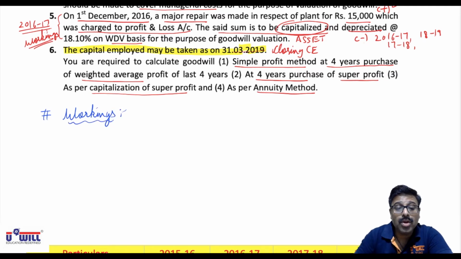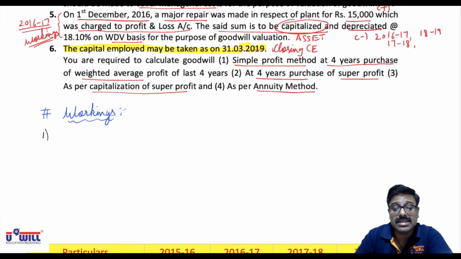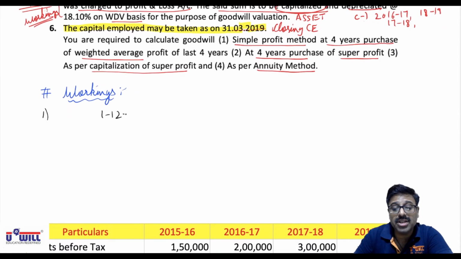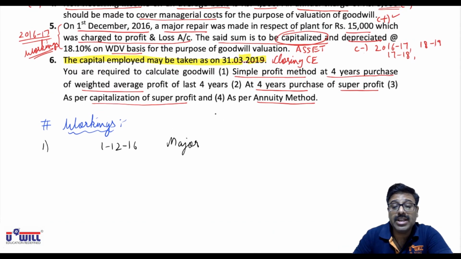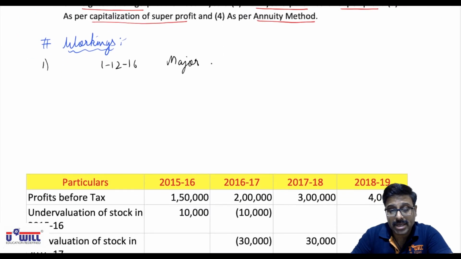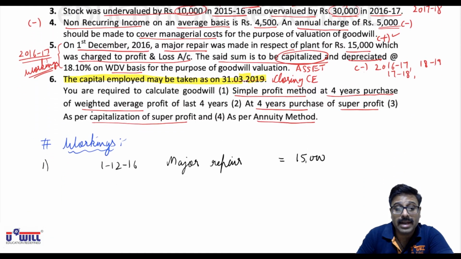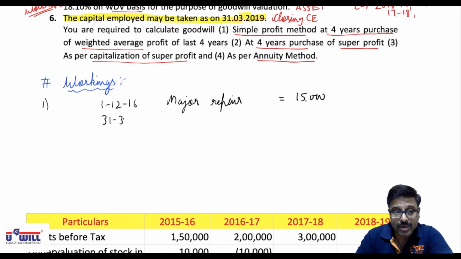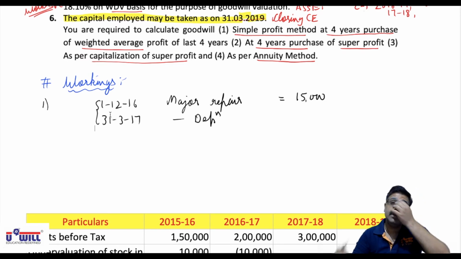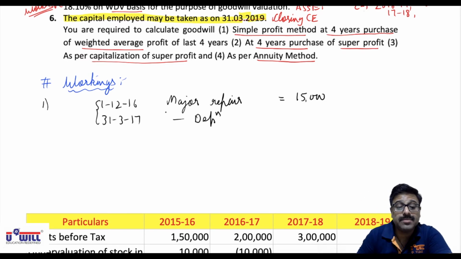See, understand it. On 1st December 2016, you made a major repair of rupees 15,000 which was to be capitalized. Now, 1/12/16 comes in the year 16 to 17. That year will end on 31/3/17. So first on 31/3/17 we will provide depreciation. If you count from December to March, that is December, January, February, March, 4 months. Here we will provide depreciation for only 4 months.